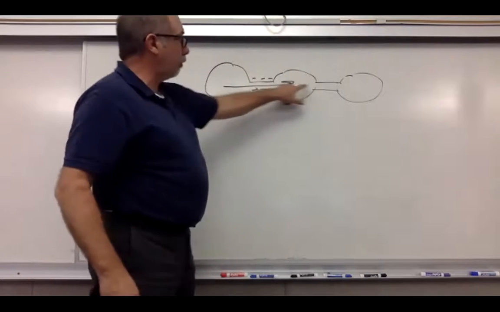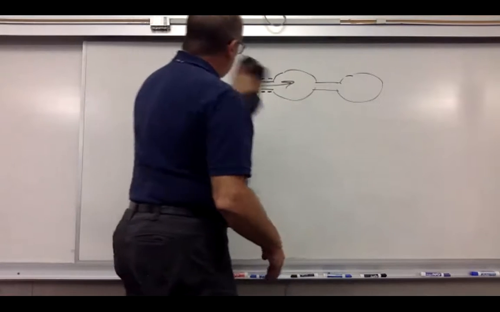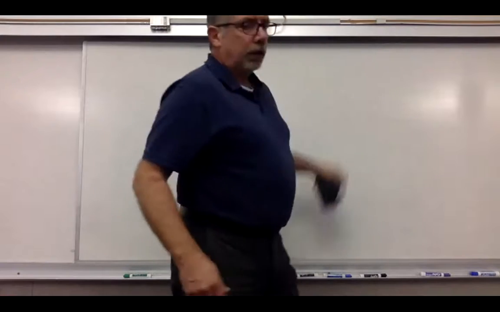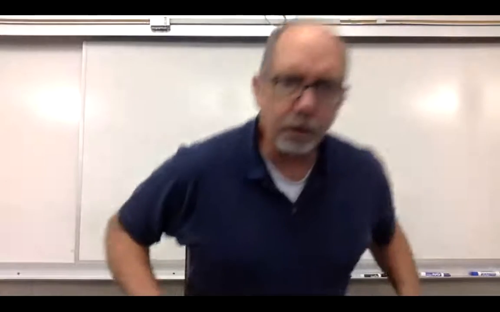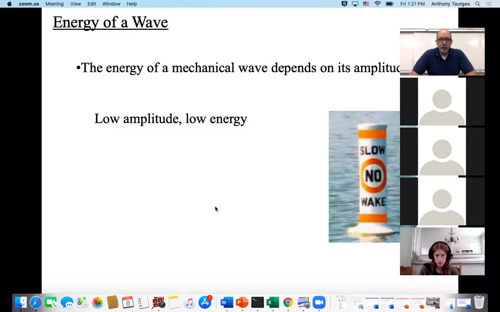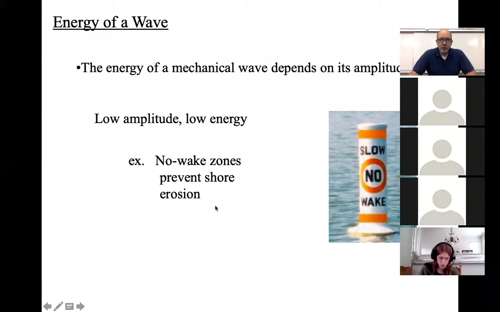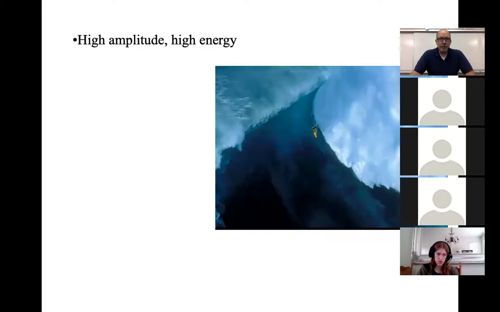So they have no wake zones in the channels between these, okay? So they're a place where you don't want to create large energy waves. So you slow the boats down. The speed limit, 15 miles an hour, something like that. All right, that's a no wake zone. And because we want low energy waves, right? So their purpose is, among other things, to prevent shore erosion and prevent damage to your boats.